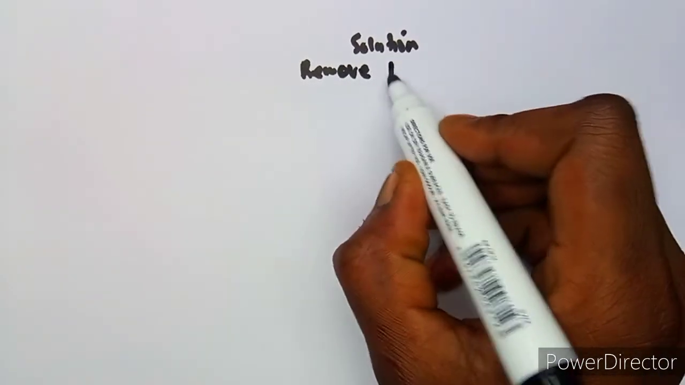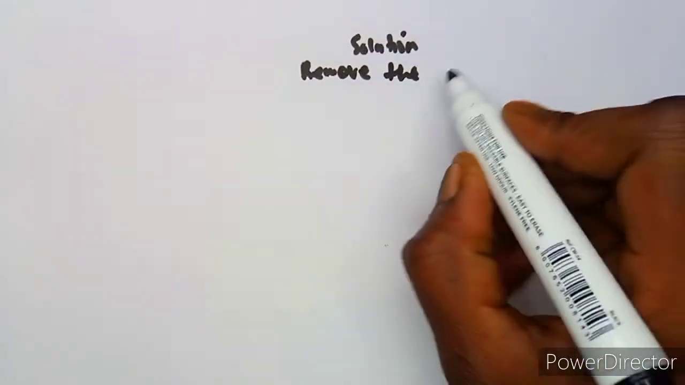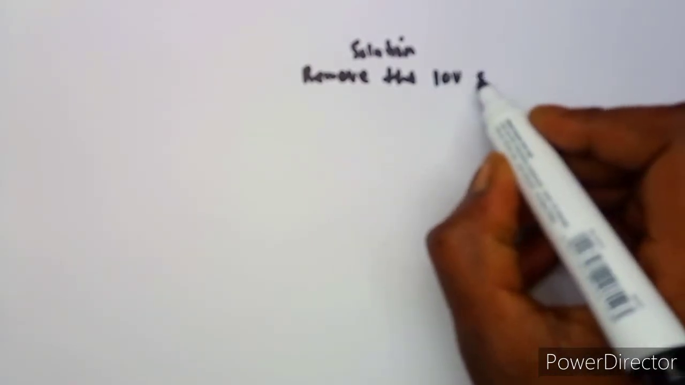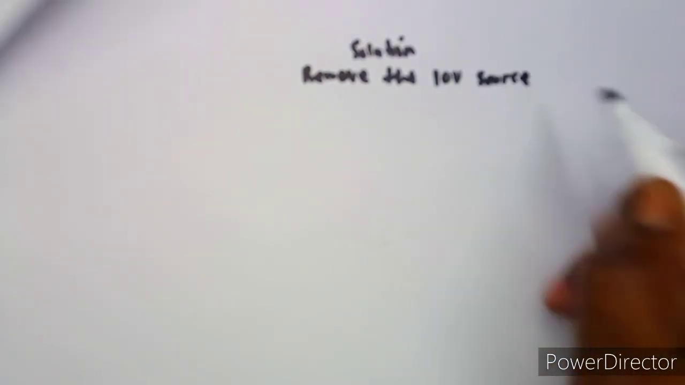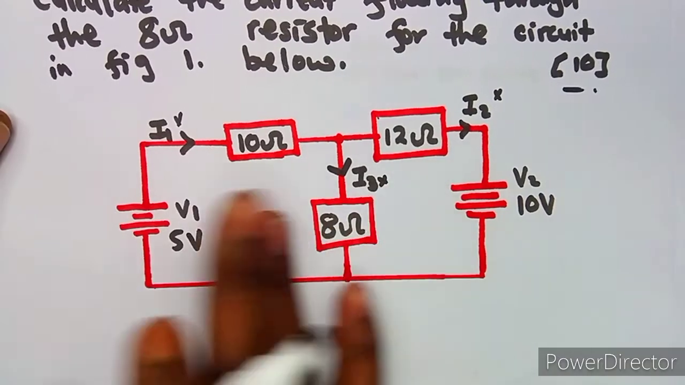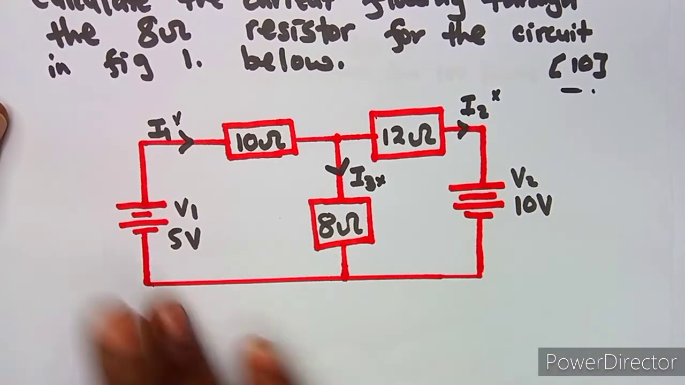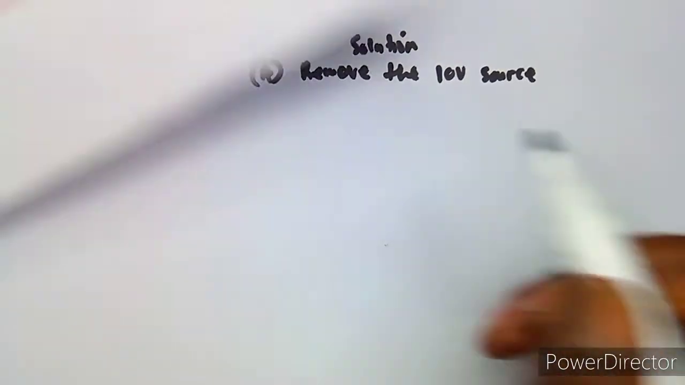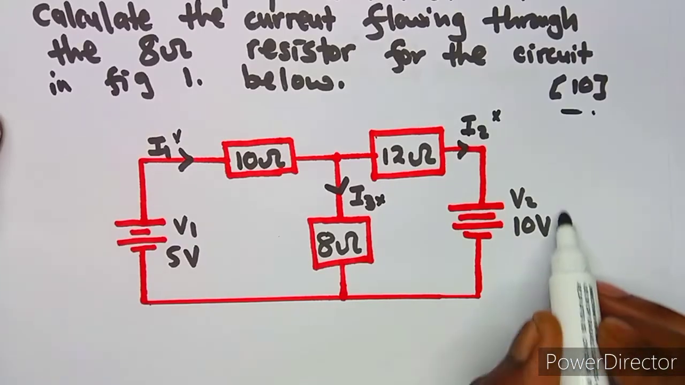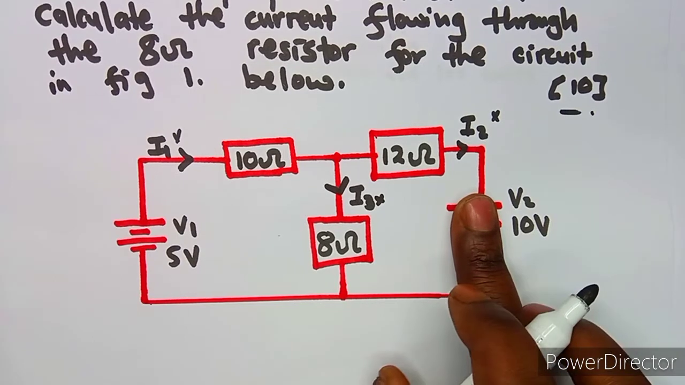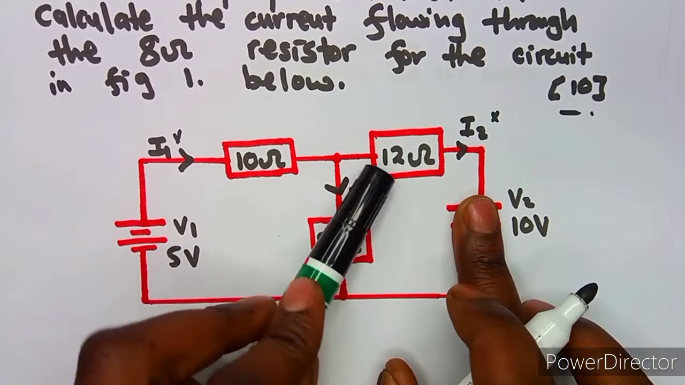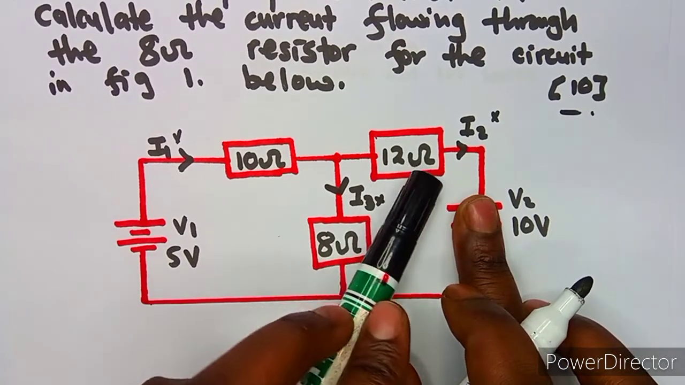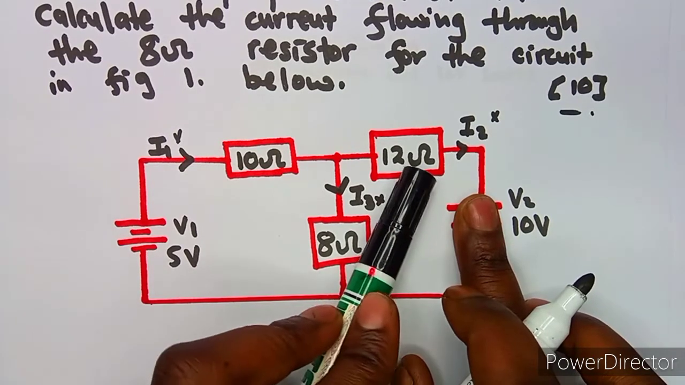We are going to remove that 10 volt source. Like I said, guys, it depends. You can start with this one or with this one, it depends on you. So this is my first step. If I remove this source, I want you to see what is going to happen. You are going to remain with this internal resistor here.